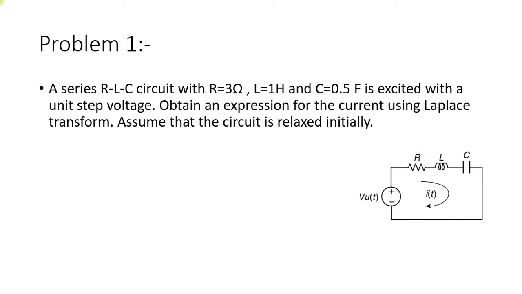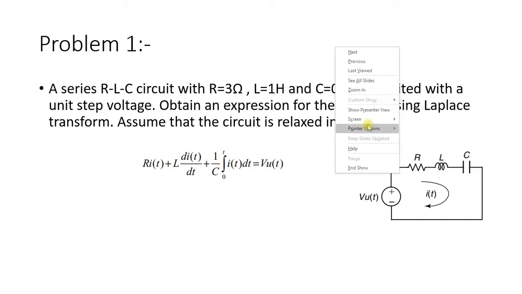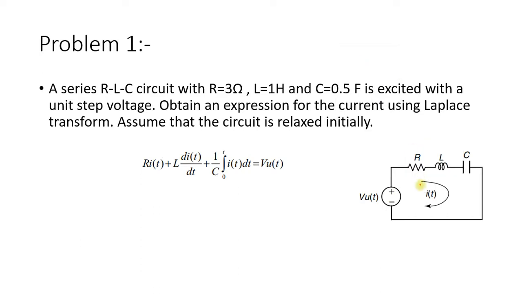Assume that the circuit is relaxed initially. That means the initial values are taken as 0. Now you apply KVL around this loop. Therefore R into i of t plus L into di by dt plus 1 by C into the integral of i of t dt is equal to V into u of t.